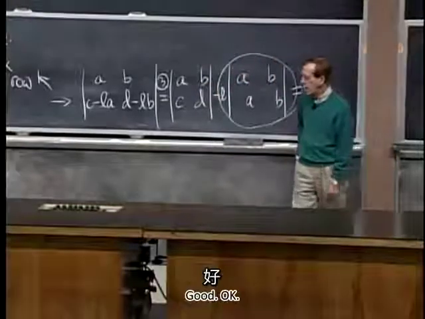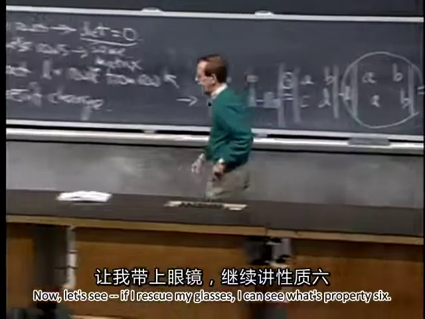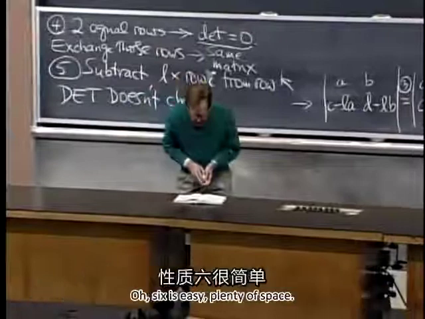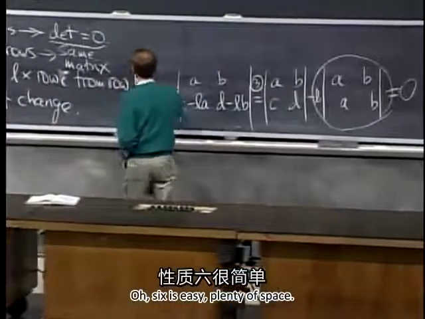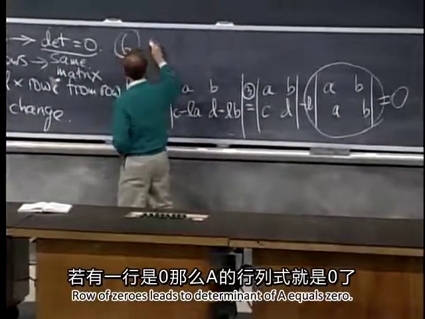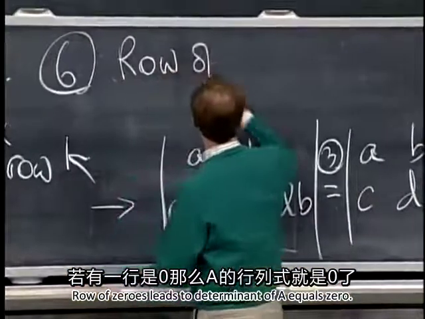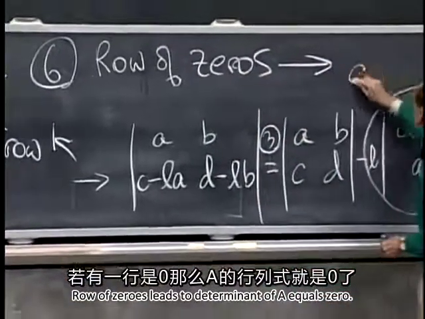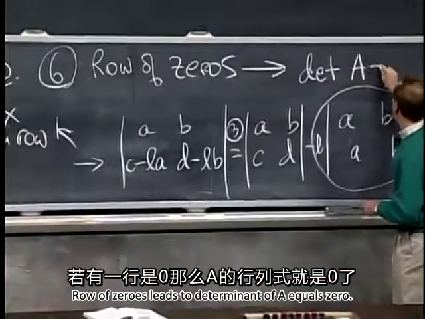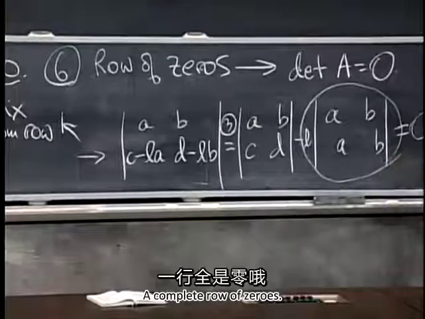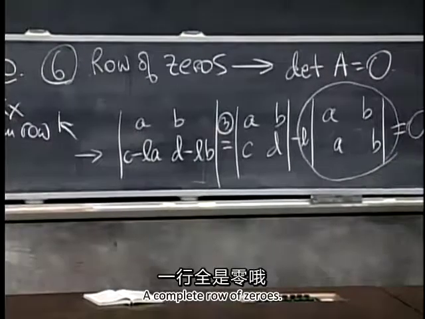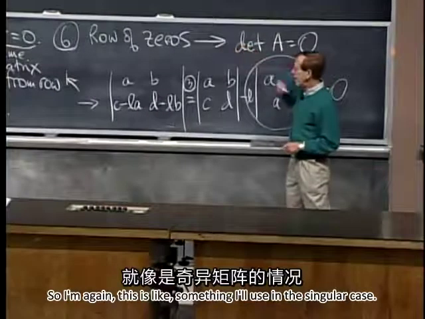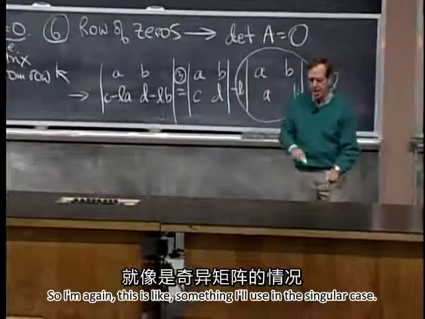Good. Okay. Now, let's see. If I rescue my glasses, I can see what's property 6. Oh, 6 is easy. Plenty of space. A row of zeros leads to determinant of A equals 0. A complete row of zeros. So this is like something that I'll use in the singular case.